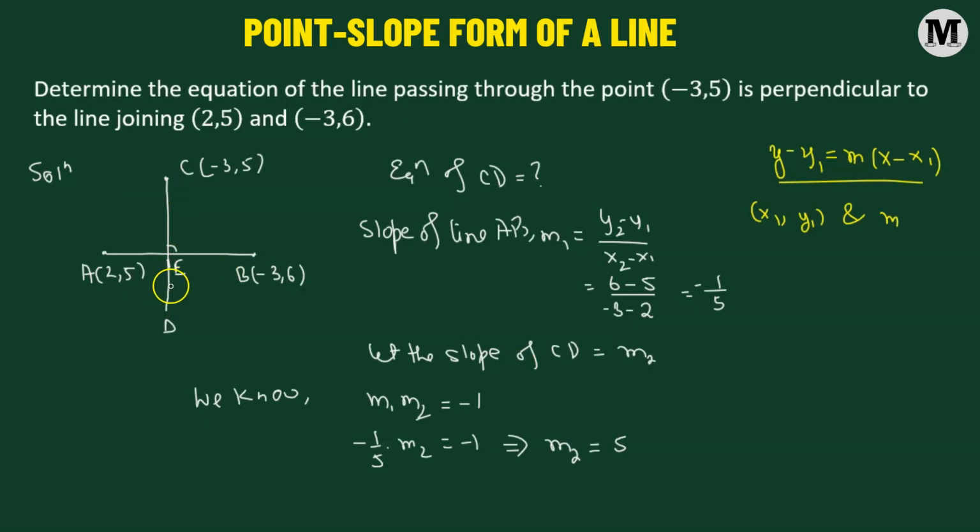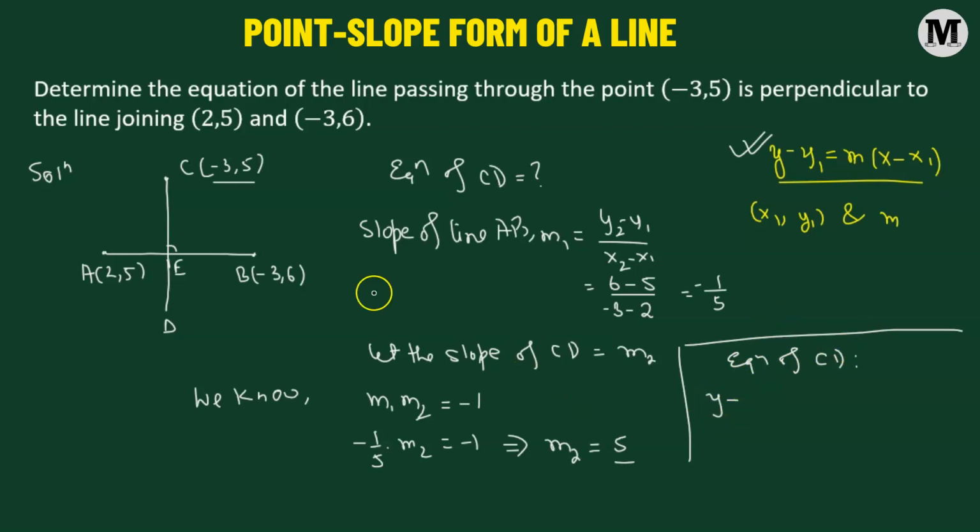Now we have the line CD. It has a slope of 5 and it passes through one point (-3, 5). So we can substitute these values into our point slope form equation to obtain the equation of line CD. So let's do that. The equation of line CD will be y minus y1. Here y1 corresponds to the y coordinate of point C, so that's 5. This equals the slope, which is 5, multiplied by x minus x1. Now x1 is -3. So we have x minus -3, that means x plus 3. That gives us y minus 5 equals 5x plus 15.